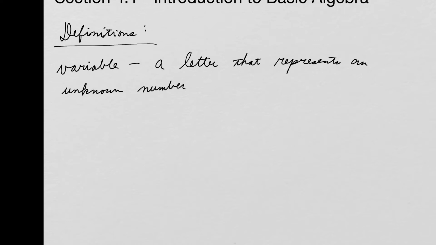A constant is simply a known number. So in our case, it could be a whole number, it could be a decimal number, it could be a fraction, right? So a constant is just a known number.